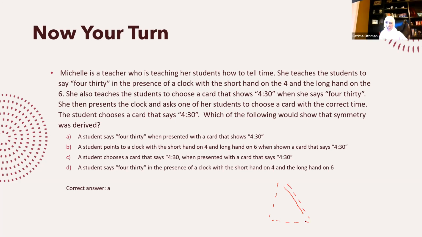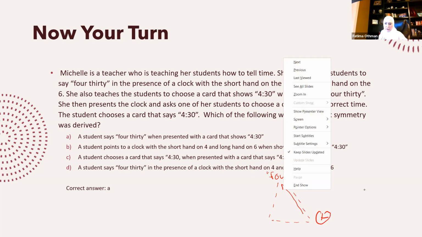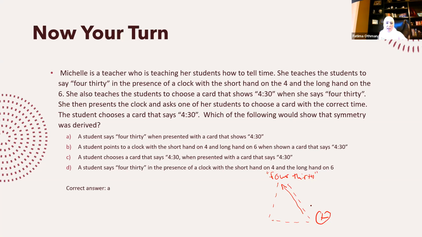All right, so Michelle's a teacher who's teaching her students how to tell time. She teaches the students to say 4:30 in the presence of a clock with the short hand on the 4 and the long hand on the 6. So let's say 4:30. This is spoken word 4:30. In the presence of a clock. All right, so this is the selected response. In the presence of a clock, I teach you to say 4:30. And she also teaches the students to choose a card that shows 4:30. Here's the card.